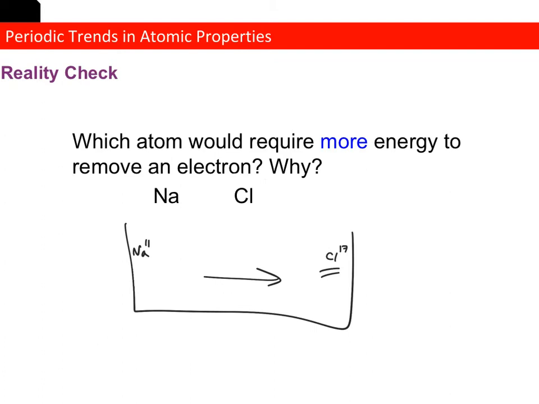So to answer this question, the correct answer is chlorine. Chlorine has a higher ionization energy, meaning more energy to remove an electron, because it's a smaller atom due to a stronger effective nuclear charge. That would be the most complete answer. If you don't discuss the reason why using effective nuclear charge or electron shielding, you may not receive full credit on a quiz, test, or even the AP test.